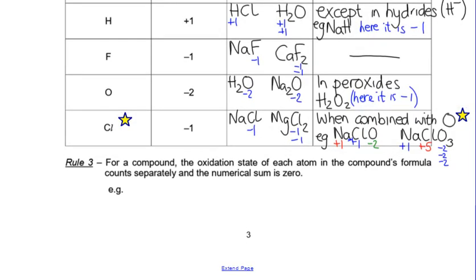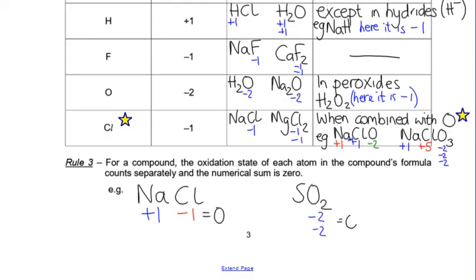So rule 3 is, for a compound, the oxidation state of each atom counts separately, and we're going to add it up, and it's going to become 0. So if I were to show you NaCl, we know that Na is always +1, we know that Cl is always -1, numerically if we add that up we get 0. So then we can use that to find ones that are not in our table. So if I said to you, what's the S in SO2, we know that oxygen is always -2 and that the numerical sum is going to be 0.